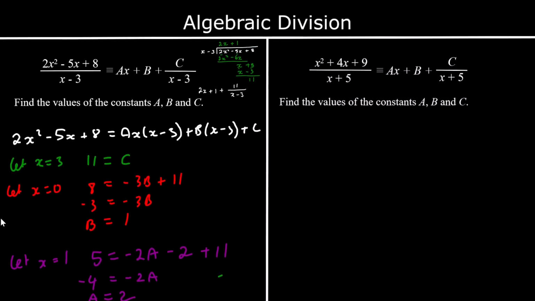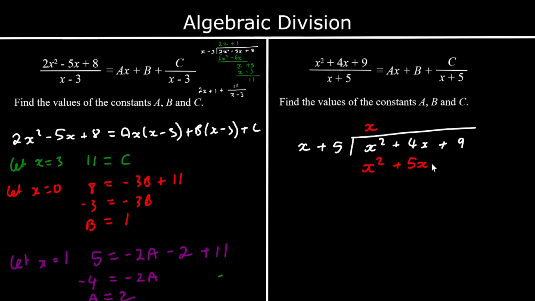Okay, one for you to try. Pause the video, give it a go. I'll use division. So x plus 5 is on the outside and x squared plus 4x plus 9 on the inside. We start x squared divided by x, which is x, then multiplied by the x. So x times x is x squared, x times 5 is 5x.